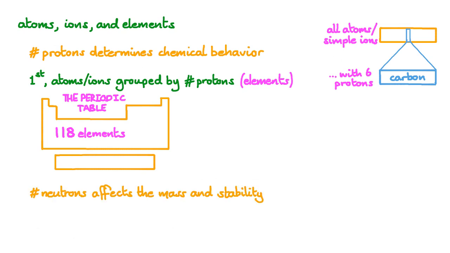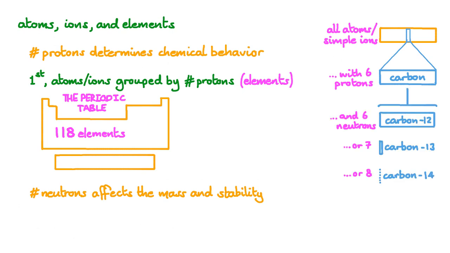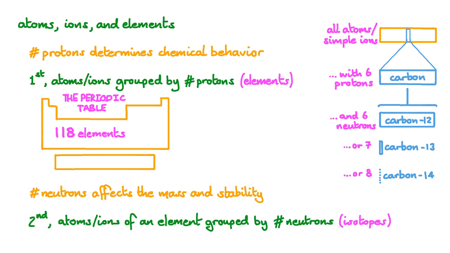But we already know that nuclei can also contain neutrons, which affect the mass and stability of the nucleus. If we take all the carbon atoms on Earth, we'll find that the vast majority have 6 neutrons in their nuclei, some have 7, and the very occasional one has 8. This is why chemists talk about isotopes, which is the second level where we group atoms or ions of an element by the number of neutrons they contain. The number of neutrons in an atom generally doesn't affect the chemical behaviour, but it does change the mass, and chemists need to know the mass to work out how much of a substance to weigh out in the lab.